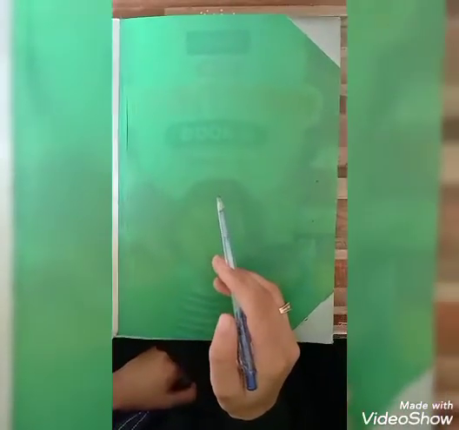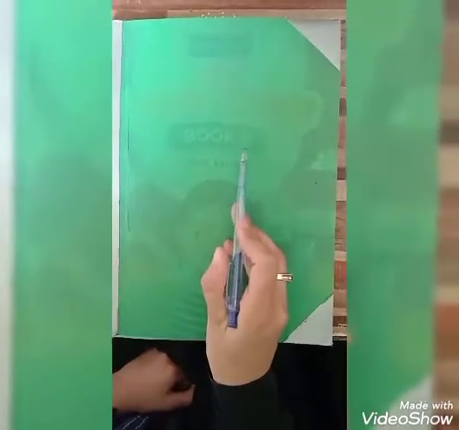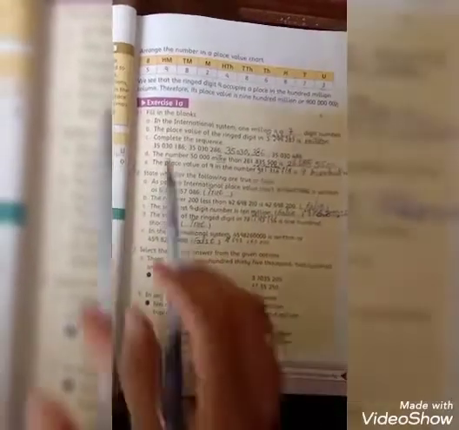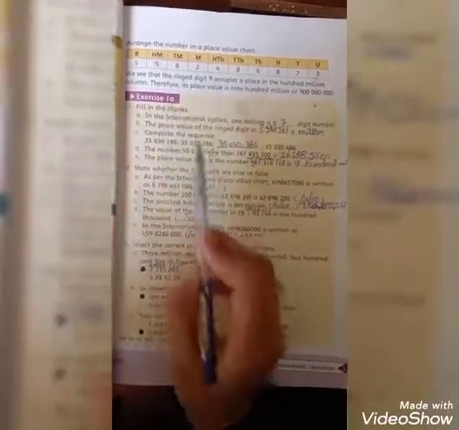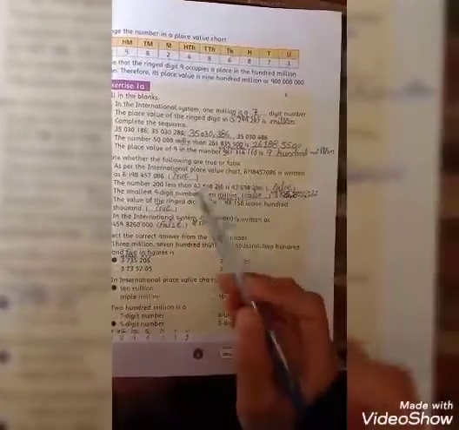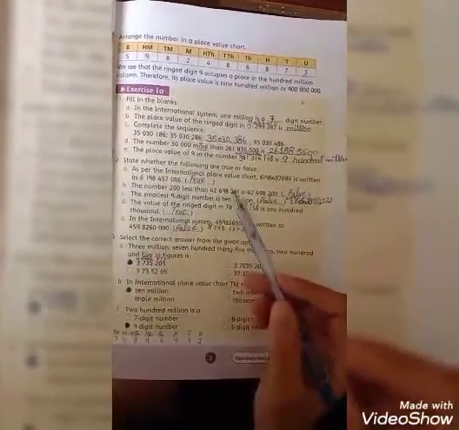Today we are going to start our math lesson of class 5. Now open page number 3, exercise 1A. Question number 1, 2, 3, 5, 6, 8, 9 and 12. You can do them in your notebook.